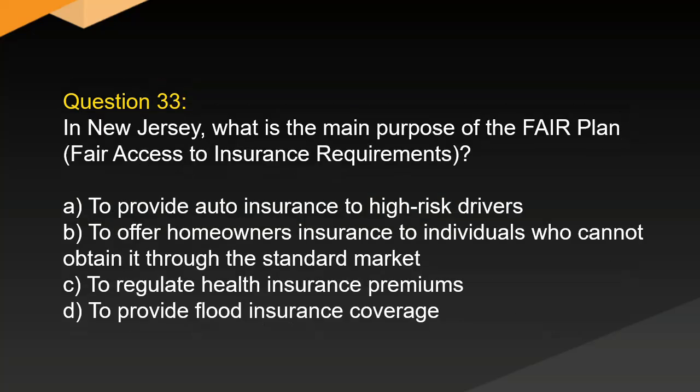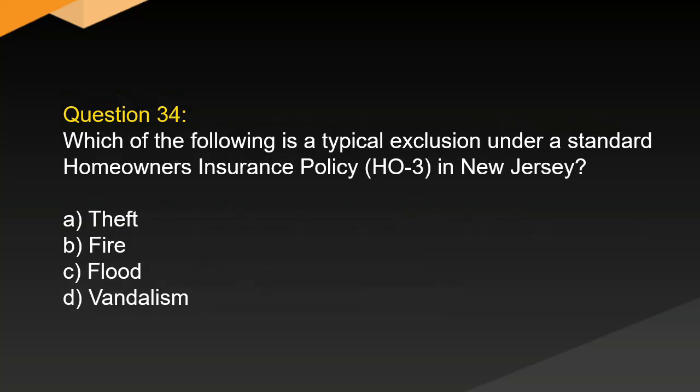Question 33. In New Jersey, what is the main purpose of the FAIR plan, Fair Access to Insurance Requirements? A. To provide auto insurance to high-risk drivers. B. To offer homeowners insurance to individuals who cannot obtain it through the standard market. C. To regulate health insurance premiums. D. To provide flood insurance coverage.